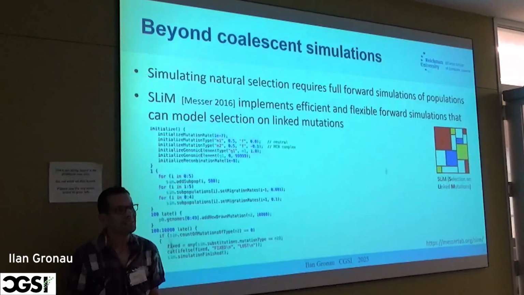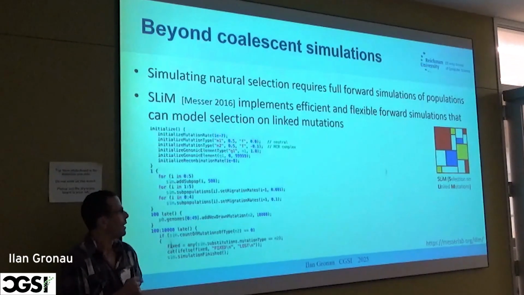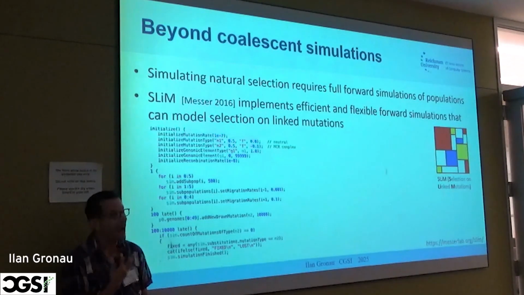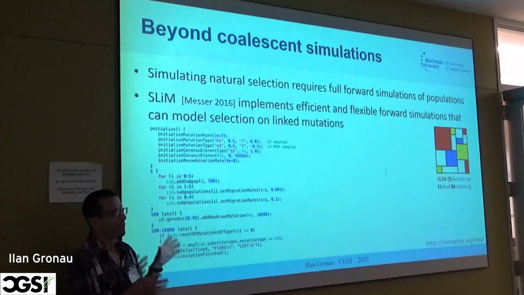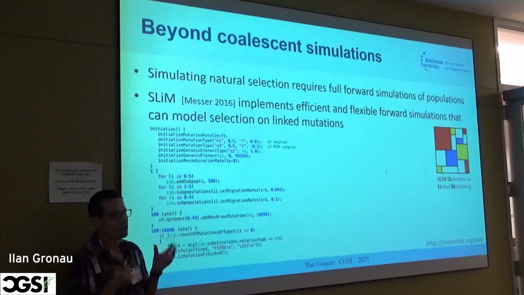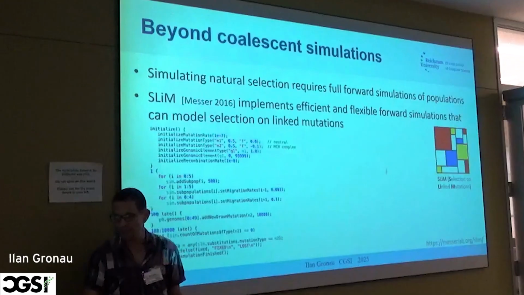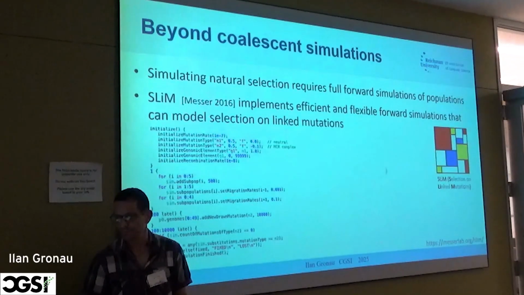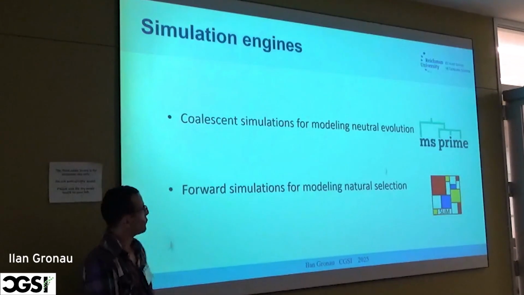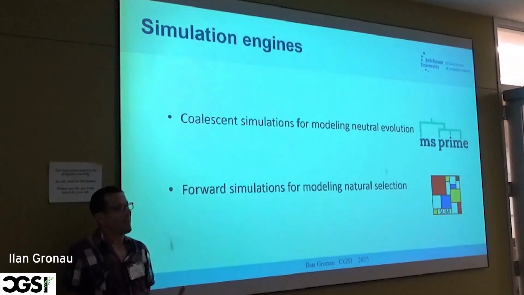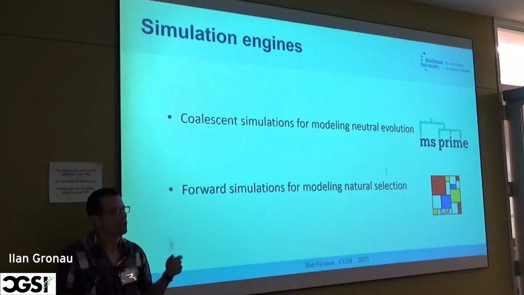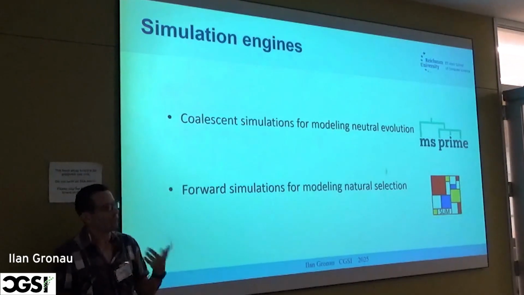It's more efficient. It's still much more time intensive than doing neutral simulations, but you can now simulate pretty complex scenarios of natural selection and demography together using SLiM and generate pretty realistic simulations of genome sequences. So these are the two main what we call simulation engines today. We call them engines because they're general purpose, right? You can code different scenarios.